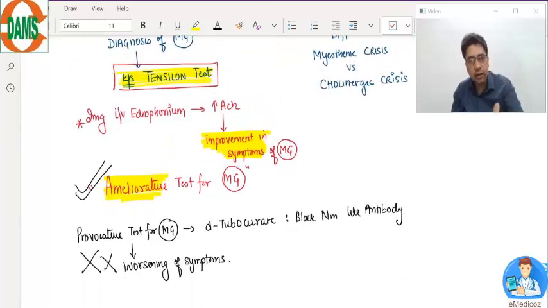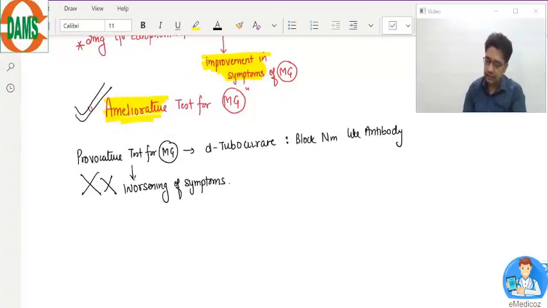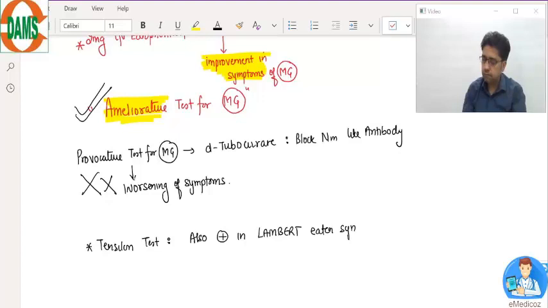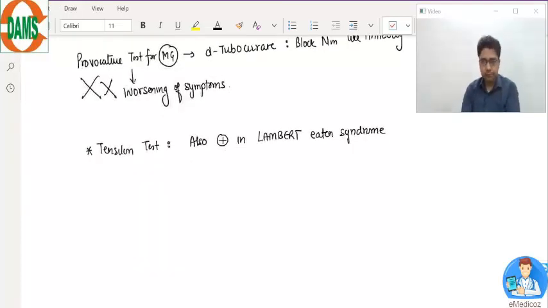So which test do we do in our patient? We do the tensilon test. We don't do provocative tests. We do ameliorative tests in myasthenia gravis. And you will write that the tensilon test is also positive in Lambert-Eaton syndrome. So there is improvement in Lambert-Eaton syndrome.